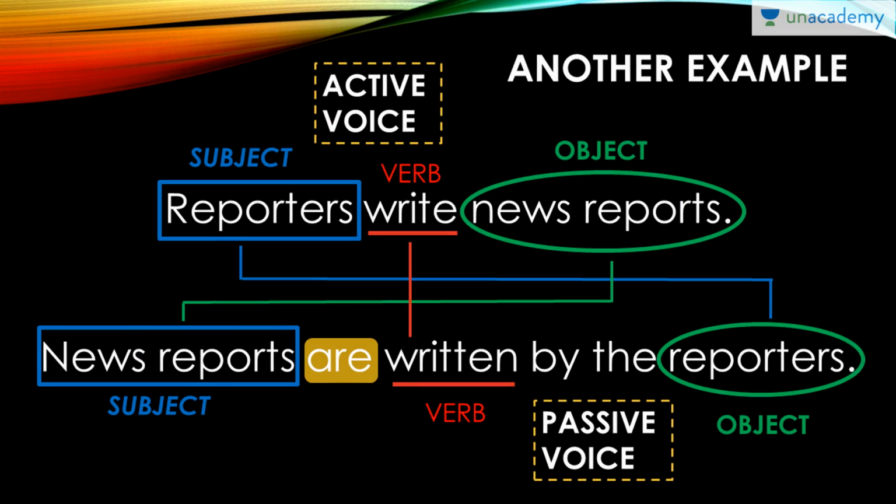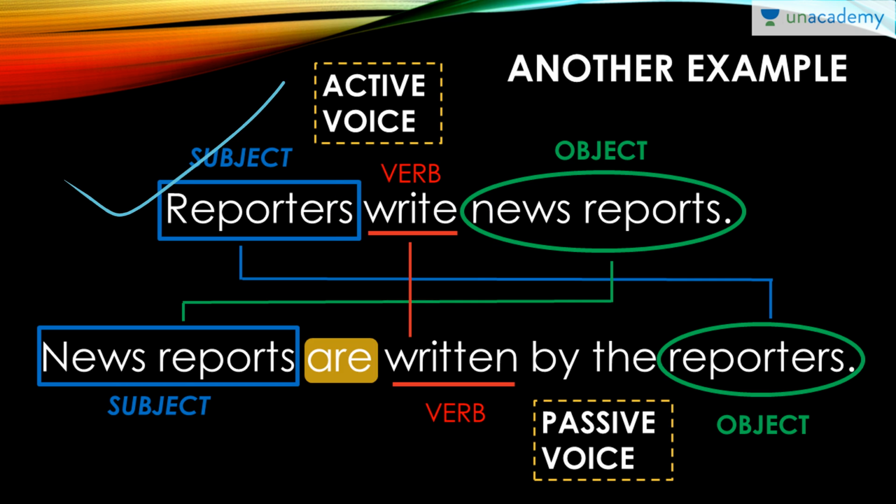First difference. Now let's look into another example and find out the other differences between active and passive voice. Reporters write news reports. News reports are written by the reporters. So in our first sentence, who writes news reports? The reporters, making reporters the subject. Reporters write what? News reports, making news reports the object. Now what do the reporters do? They write news reports, making write our main verb in the first sentence in active voice.